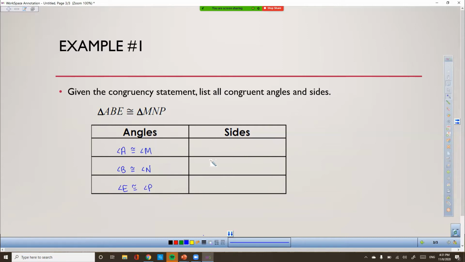Now I got a list of sides. So for the first side is the first 2 letters. Side AB is going to be congruent to the first 2 letters on the second one, MN. So that one's going to be congruent to side MN.